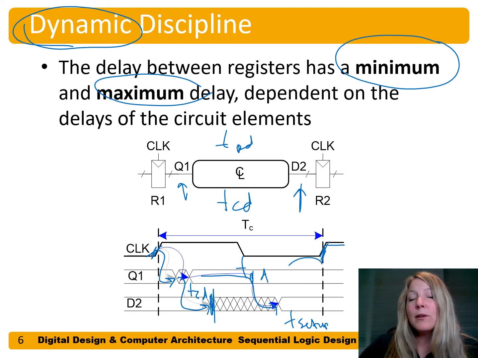And so now let's put some equations to what we just talked over at a high level and say, what constraints do we have on the cycle time and on any other timing constraints?